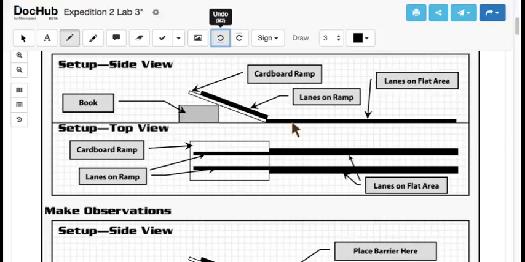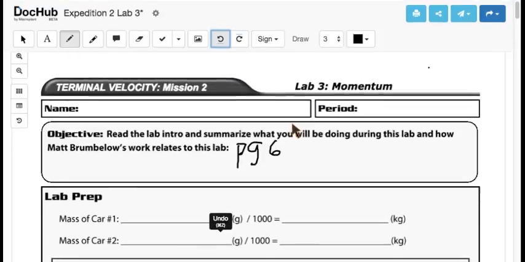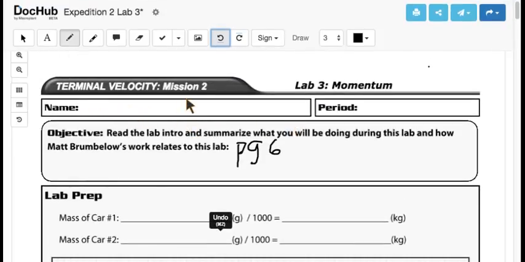Okay, this is going to be a screencast for Terminal Velocity Mission 2, lab number 3.